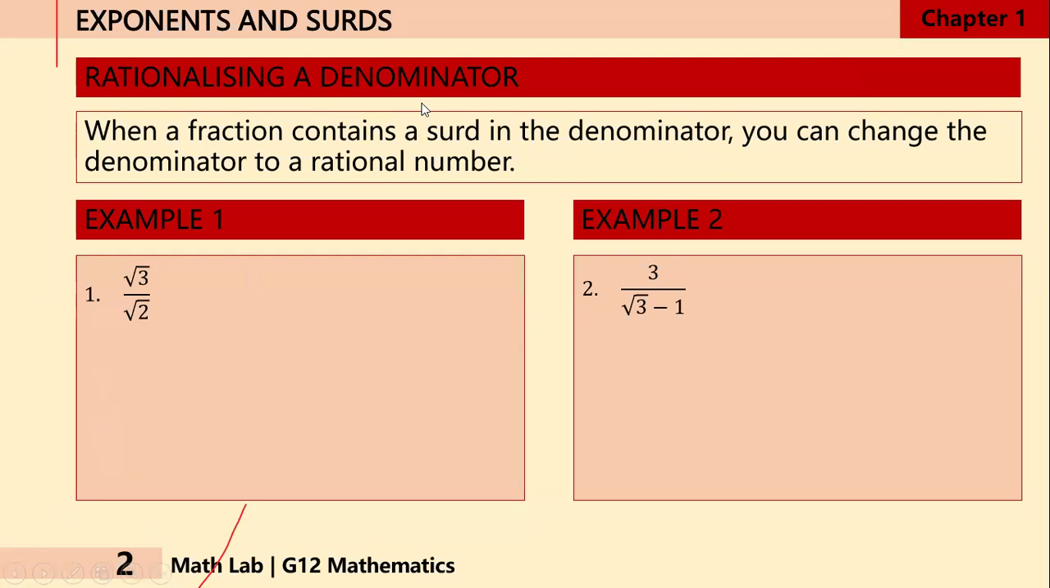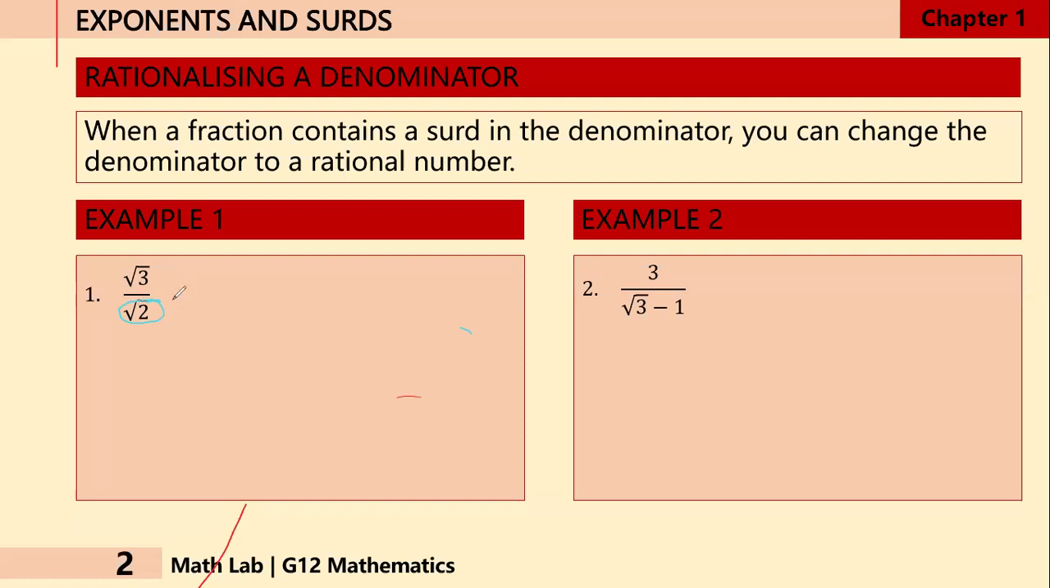We rationalize a denominator when our denominator has got something like this one here. It's got a square root. Can you see here? Our denominator has got square root 2. So when it is like this, we don't want it to be like this. So we rationalize. So how do we rationalize one like this?